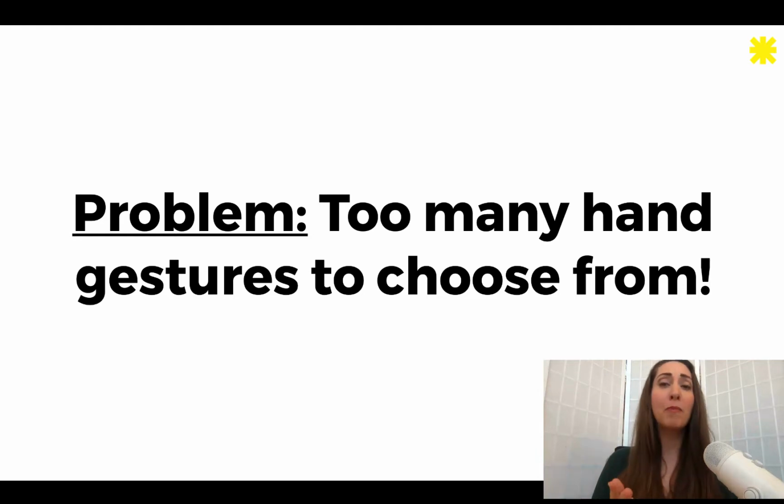So the very first problem that we're trying to solve is I have so many hand gestures to choose from. How am I going to actually implement just a few of them? Especially if you don't use your hands a lot. Maybe you've watched my TED Talk or you've read one of my articles on the 20 best hand gestures to use and you're like, I don't even know where to begin.